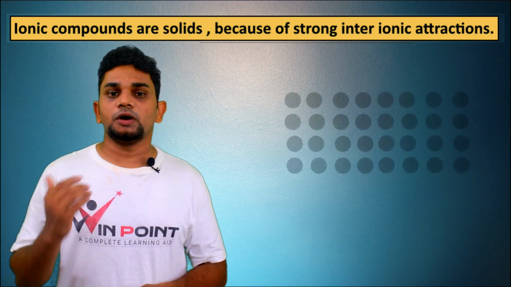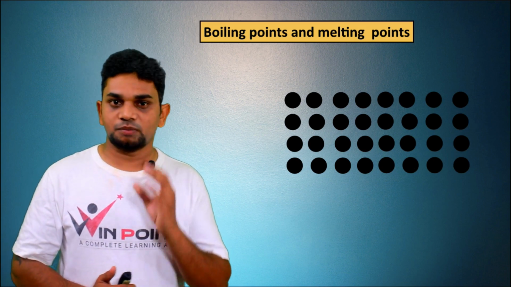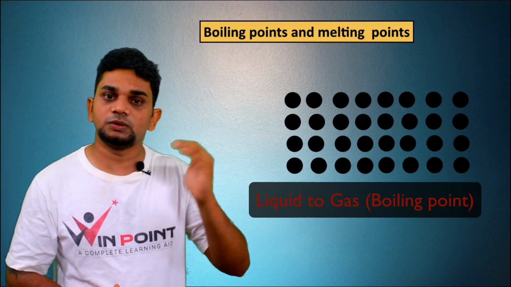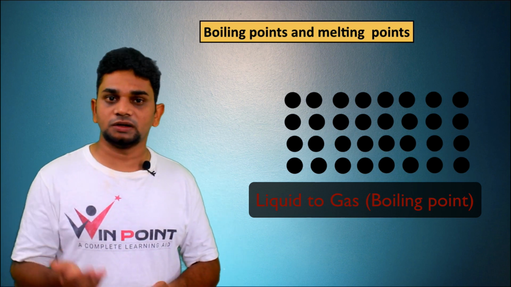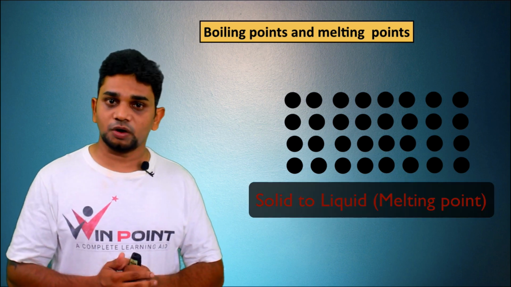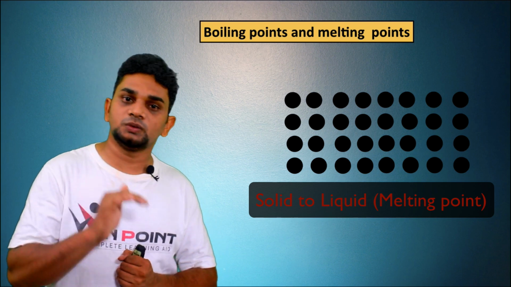Next point, boiling point and melting point. What do you mean by boiling point? Boiling point means it is the temperature at which a liquid is converting into gas. That is boiling point. For water, it is 100 degrees Celsius. And what is melting point? Melting point means it is the temperature at which a solid is converting into liquid.